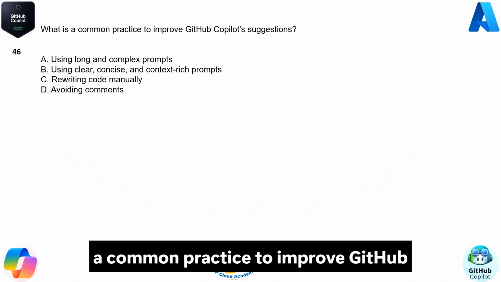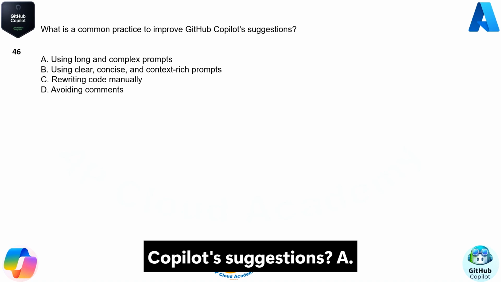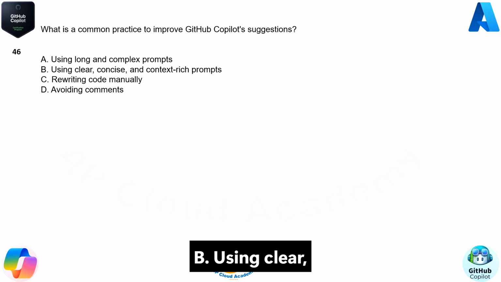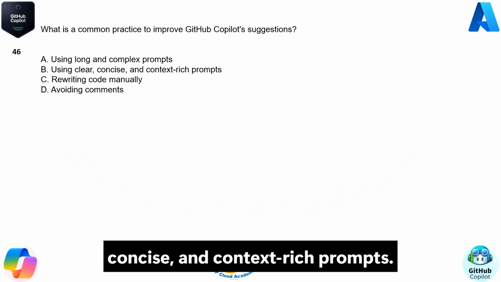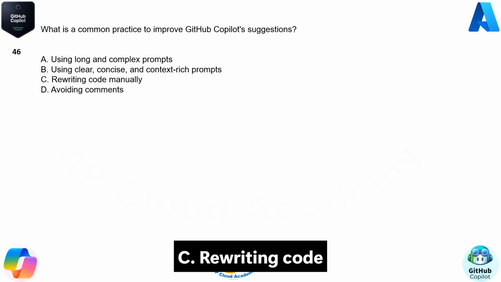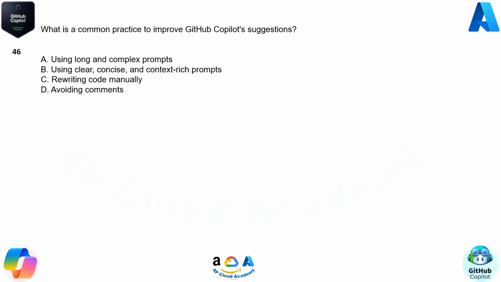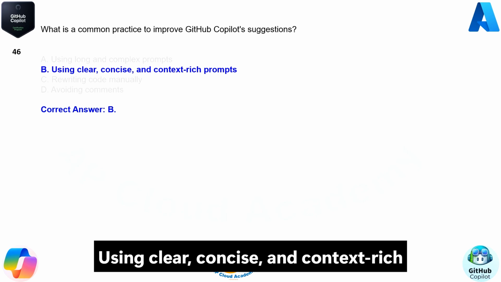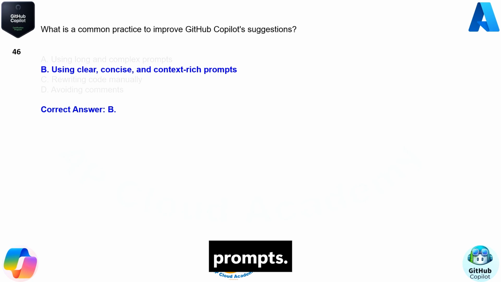What is a common practice to improve GitHub Copilot's suggestions? A. Using long and complex prompts. B. Using clear, concise, and context-rich prompts. C. Rewriting code manually. D. Avoiding comments. Correct answer, B. Using clear, concise, and context-rich prompts.